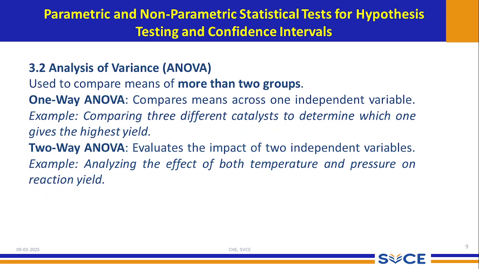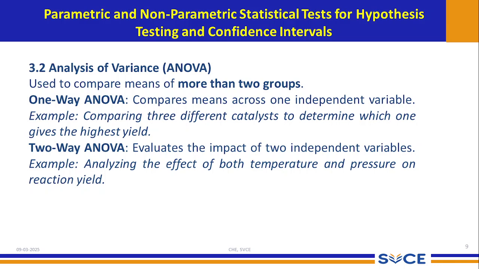So, coming to the analysis of variance, there is a categorization, one-way ANOVA and two-way ANOVA. One-way ANOVA has one independent variable, whereas two-way ANOVA has two independent variables. Let us see an example. One-way ANOVA compares means across one independent variable. The example is comparing three different catalysts to determine which one gives the highest yield.